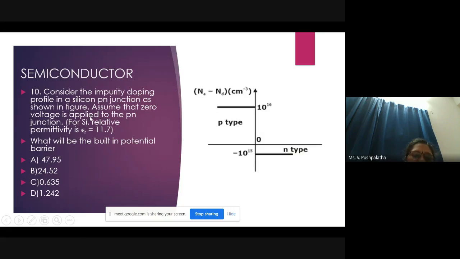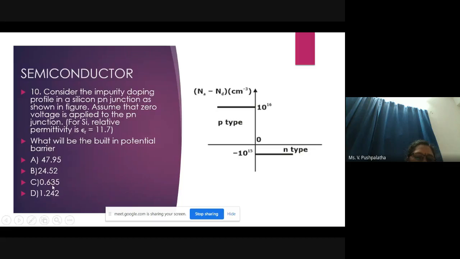So in the forward bias, what will be the built-in potential barrier? That is the existing potential barrier voltage. In the forward biased case, you have to relate it with the cut-in voltage. What is cut-in voltage? The voltage at which your potential barrier breaks, and your diode started conducting. So 47.95 is maximum, that will not be there, and 24.52 will not be there.